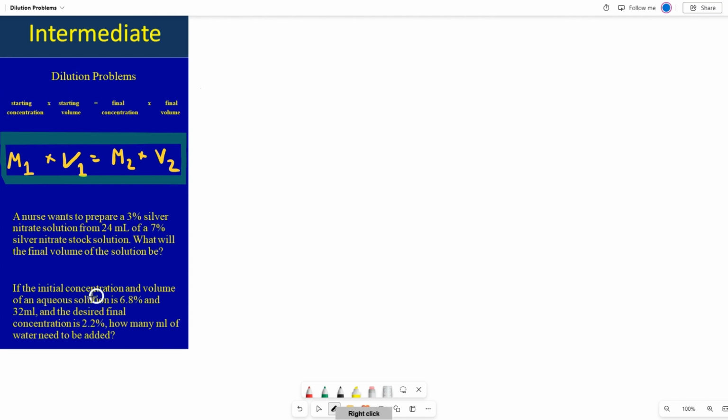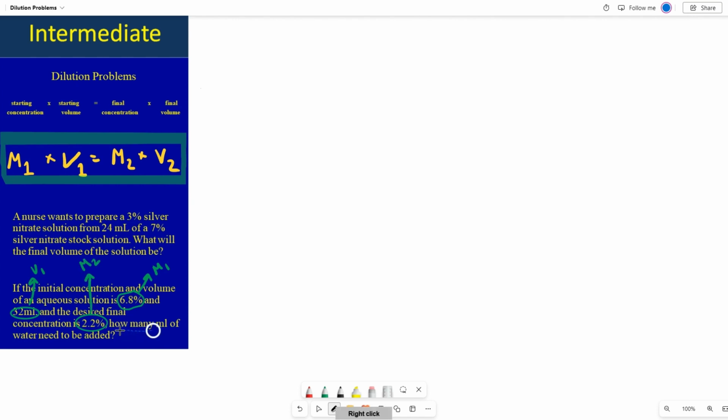All right, well, it tells you says initial concentration and initial volume. So it gives us this 6.8, so that must be our initial concentration, so that's M1. And it says the initial volume is 32 milliliters, so that must be V1. Notice how I pick out all the terms before I start writing anything down in the equation. And then it says the final concentration that you want to get to is 2.2%, so that's M2.